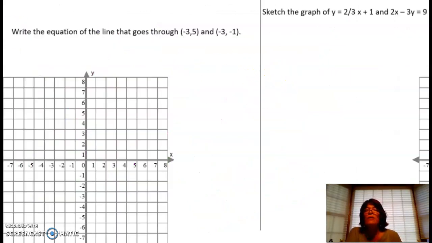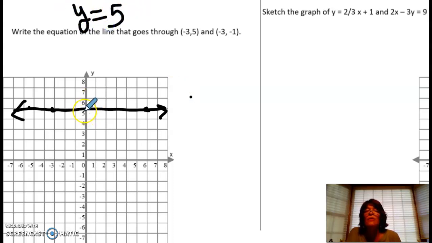Next, we're supposed to write the equation of the line that goes through (-3, 5) and (6, 5). So (-3, 5) and (6, 5) is this horizontal line. Sometimes people find these lines to be the most difficult. They're supposed to be not the most difficult. They're supposed to be a little bit easier in that the equation would just be y equals 5. Okay, the slope is actually 0.